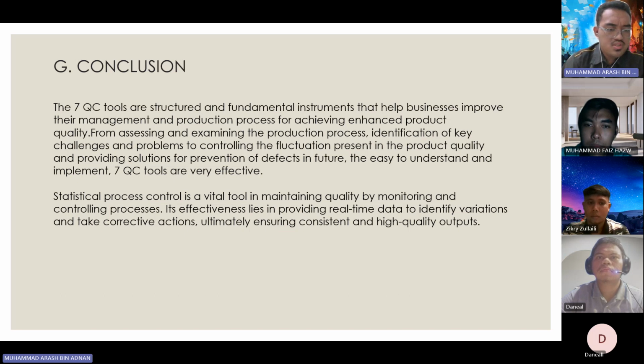Statistical process control is a vital tool in maintaining quality by monitoring and controlling processes. Its effectiveness lies in providing real-time data to identify variations and take corrective actions, ultimately ensuring consistent and high-quality outputs.